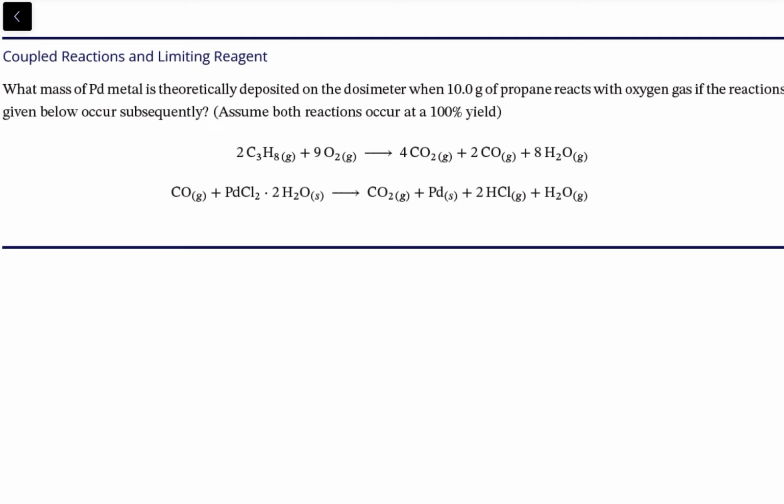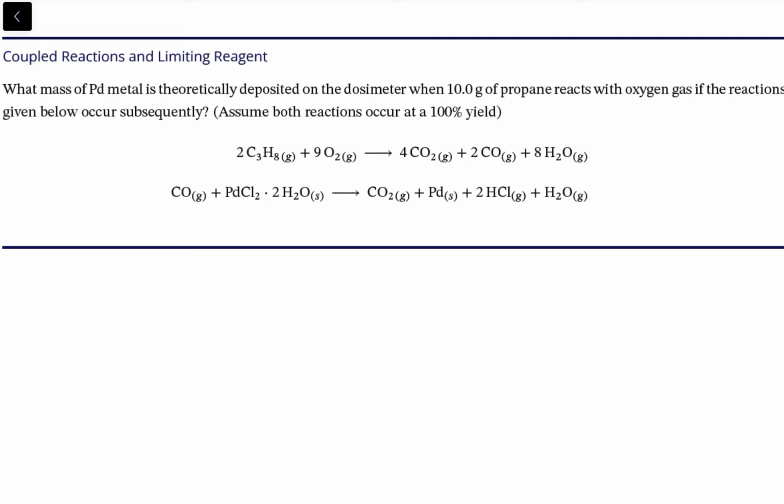in the first reaction. An example of this is when palladium metal is deposited on a dosimeter and we take, let's say, 10 gram of propane that reacts with oxygen gas according to the incomplete combustion reaction given below. So this is our first example of incomplete combustion. We can assume 100% yield, meaning there's enough oxygen to react with the propane. Hence the propane is going to tell us something about the products that form here.